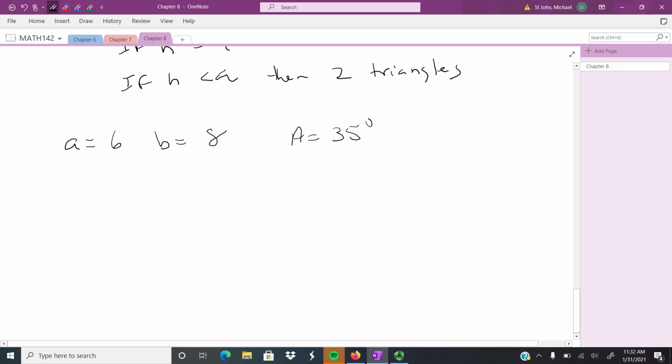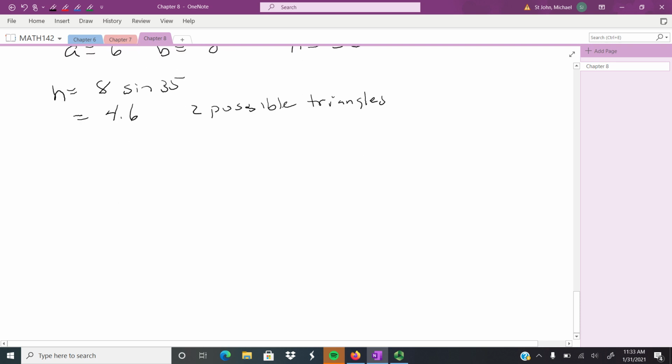Now the only time we have to worry about this whole two-triangle possibility scenario is if the opposite side of my given angle, which in this case is 6, is less than the adjacent side, which in this case is 8, which is true. So when this is true, the first thing we need to do is find the height. So the height is going to be given by 8 sine 35, and this comes out to be 4.6. So we have two possible triangles. All right, so now we're going to divide this up into two cases.